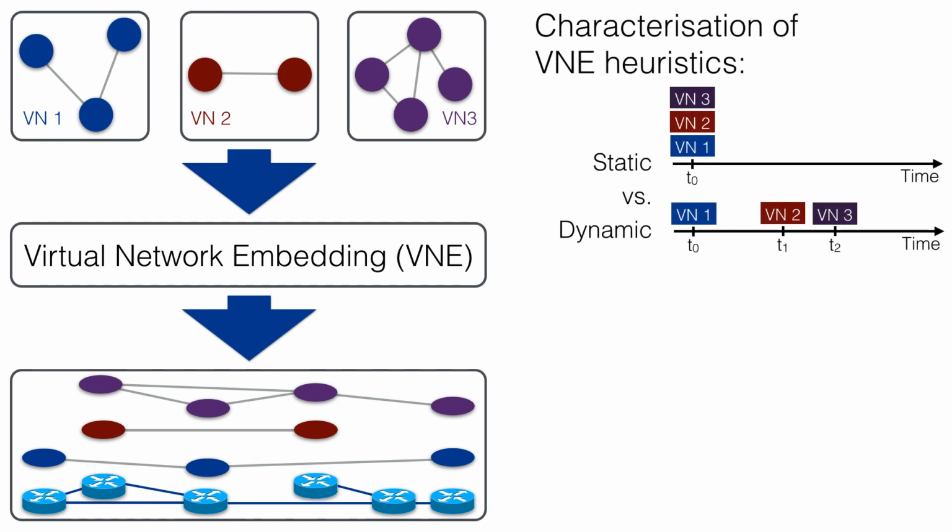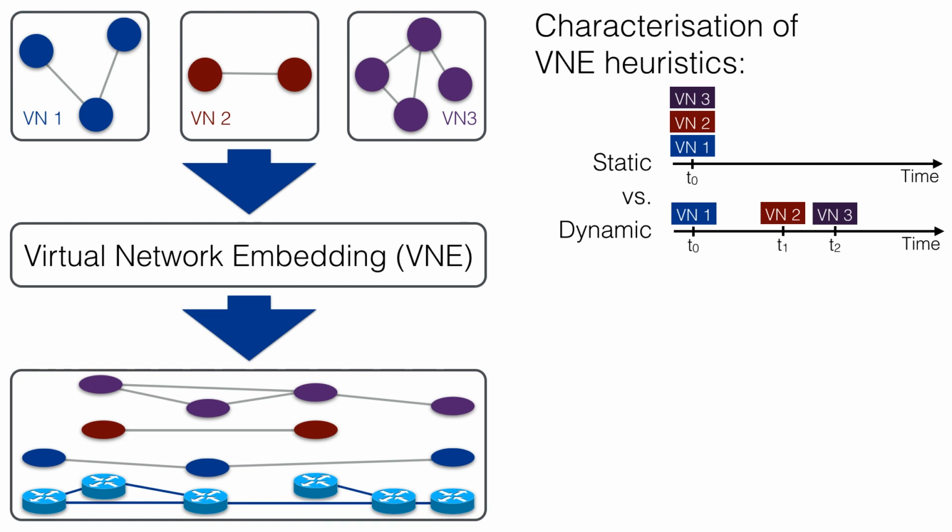First, we can consider static versus dynamic embedding heuristics. In the static case, it is assumed that a virtual network request is known beforehand. This is the most basic and easy to solve version of the problem. In contrast, a dynamic heuristic can handle the arrival of new virtual network requests during operations.